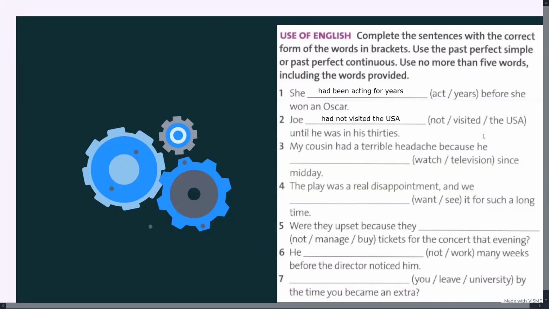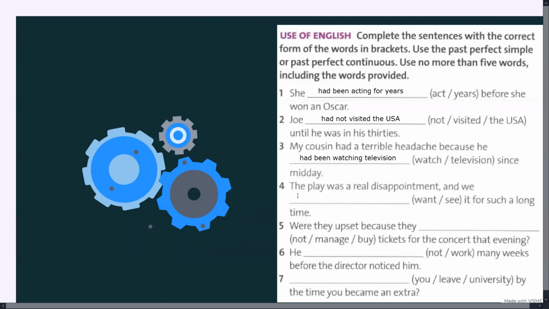My cousin had a terrible headache because he watched television since midday. Now, watch is definitely an action verb. See is a state verb, but watch is an action verb, and this is a longer action. See, he's been watching this television for a while. So he had been watching television since midday. Excellent. I'm just praising myself now.